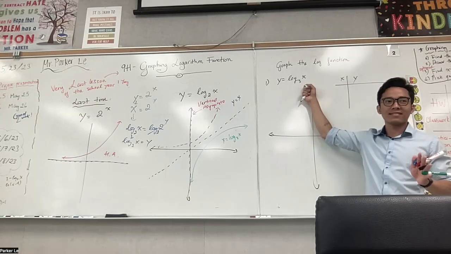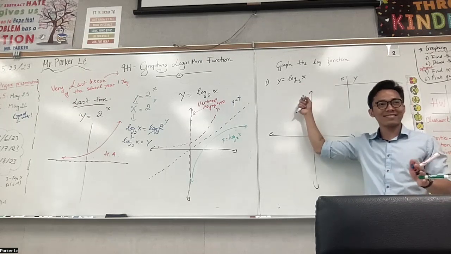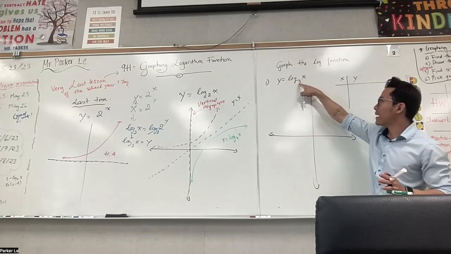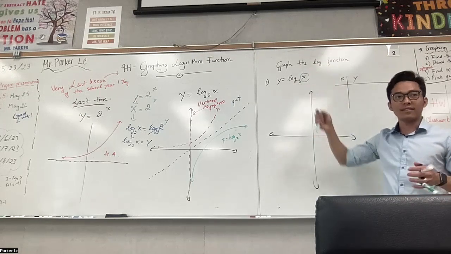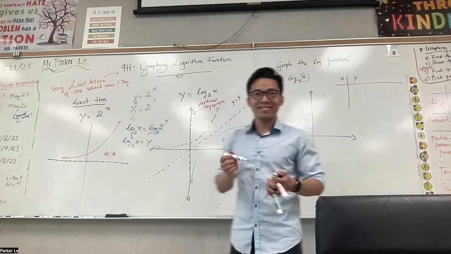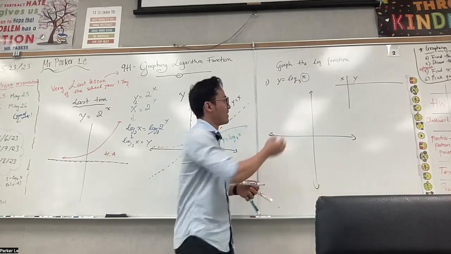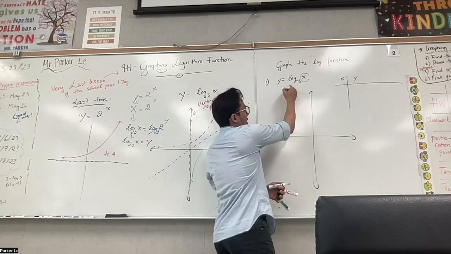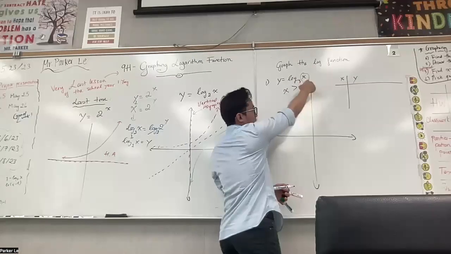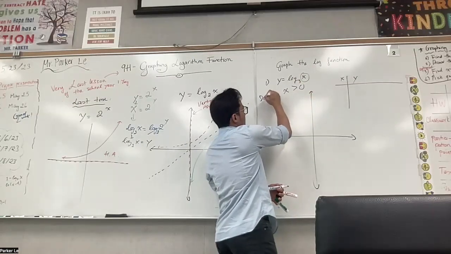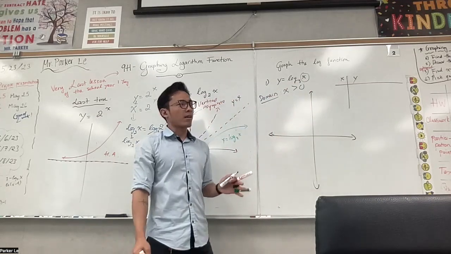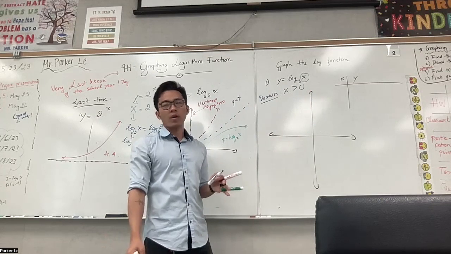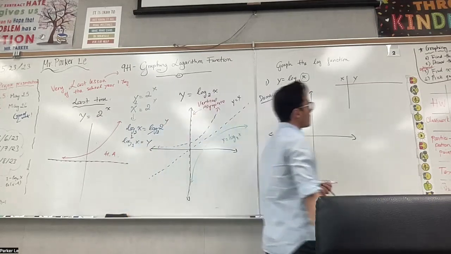Log of what? Okay, log base 3 of x. X is what inside the log. So you want to let x larger than 0, okay? Because x is what inside the log, so that is the domain. Easy, right? Whatever inside the log, let them larger than 0, and that is the domain.